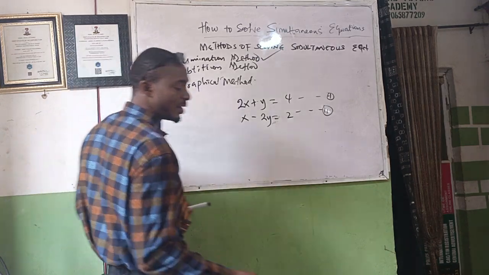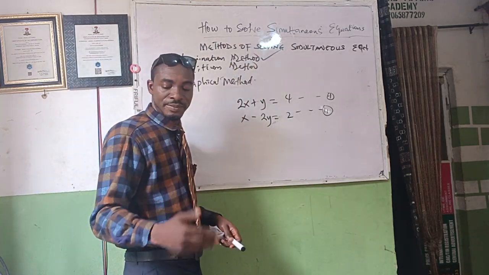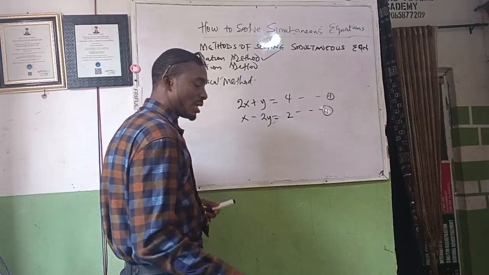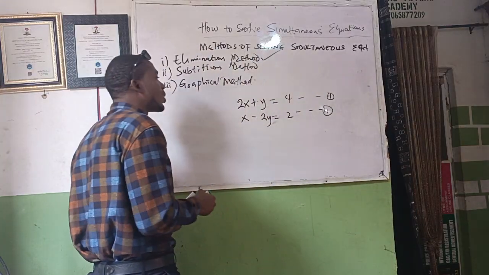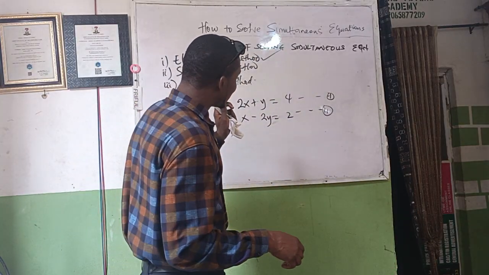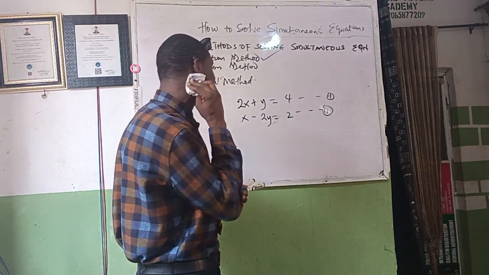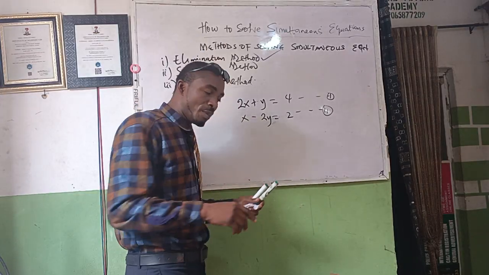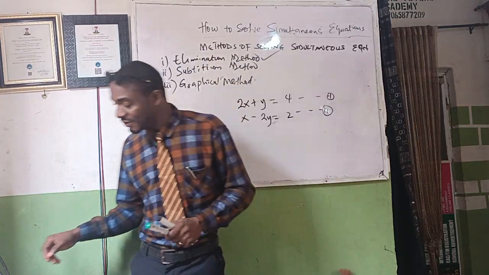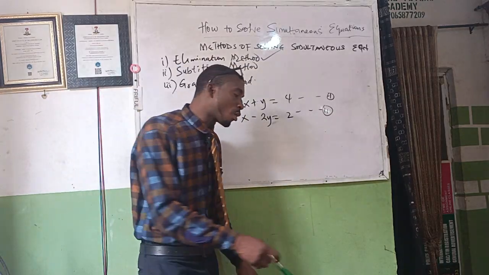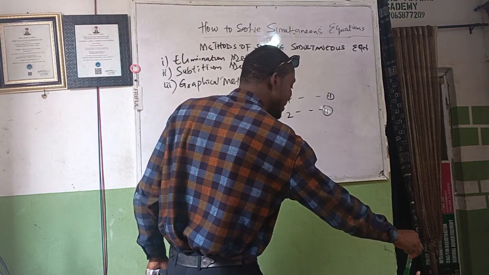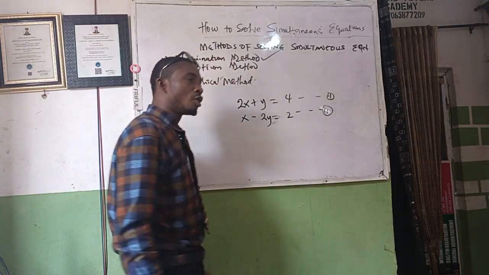Number 1, know the variable you want to eliminate. And the variable we want to eliminate here is y. In equation 1, y has a coefficient of 1, and in equation 2, y has a coefficient of minus 2. Second step, we must make sure that they both have equal coefficients, whether with the sign or not with the sign.